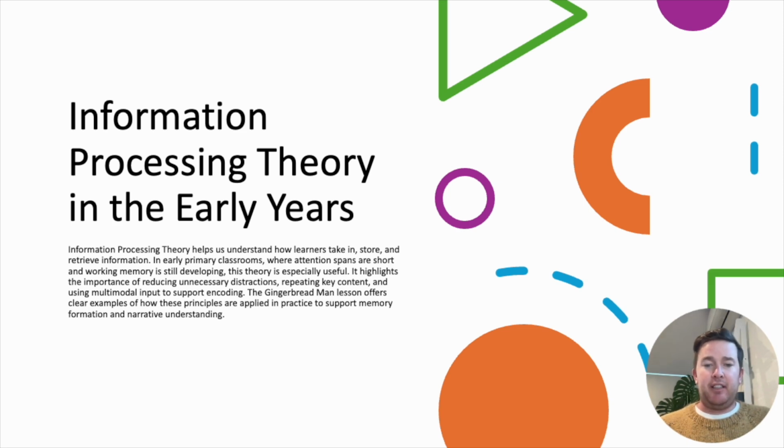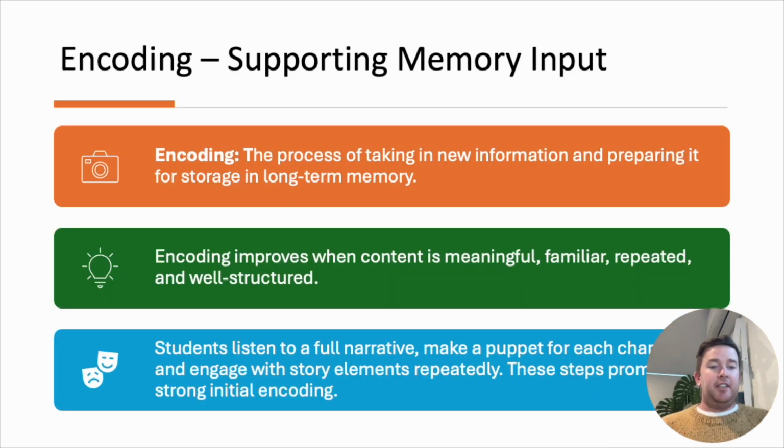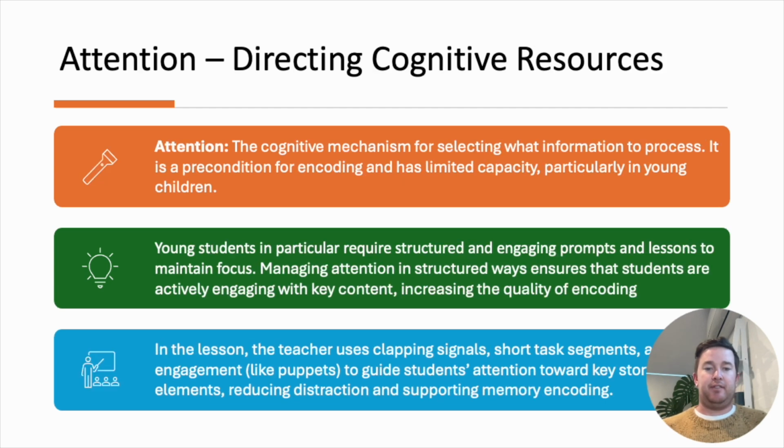The Gingerbread Man lesson offers clear examples of how these principles are applied in practice to support memory formation and narrative understanding. Encoding is the process of taking in new information and preparing it for storage and long-term memory. In this lesson, we see that encoding improves when content is meaningful, familiar, repeated, and well-structured. Students listen to a full narrative, make a puppet for each character, and engage with the story elements repeatedly. These steps prompt strong initial encoding.